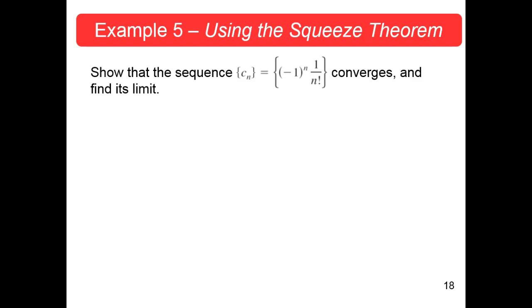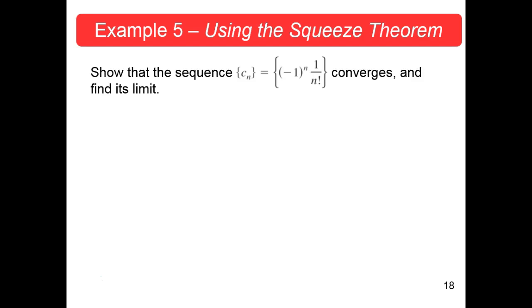If you have one sequence that has a limit as n is going to infinity, and you have another sequence that is going to the same value, and you have yet a third sequence that's in between the other sequences, it's got to go to the same value. So that's what we're going to use here.